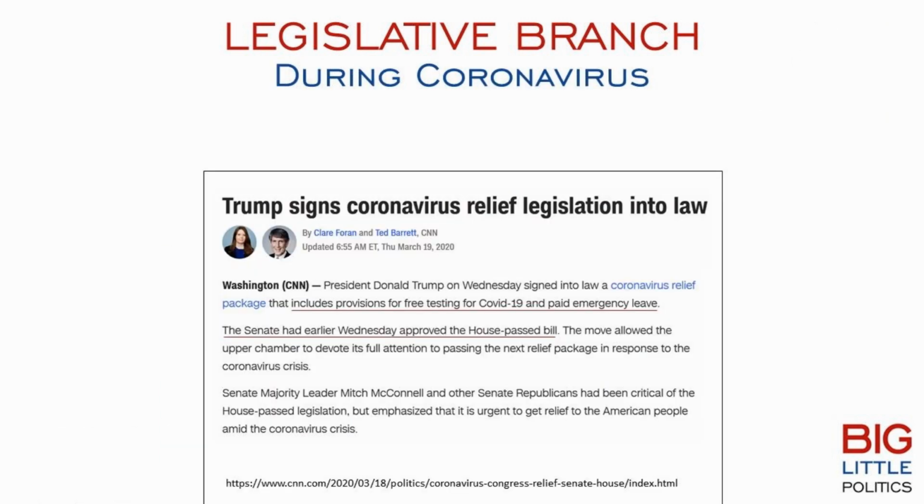So here, you may be wondering what the legislative branch is doing during the coronavirus crisis. Right here, I just have an article from a few days ago, about when Trump signed the coronavirus relief legislation into law. Although it starts with talking about Trump, the important part is that this legislation, the coronavirus relief package, includes free testing and paid emergency leave. It was created by the legislative branch. It's created by the House, it passed the Senate, and then it went to the executive branch.